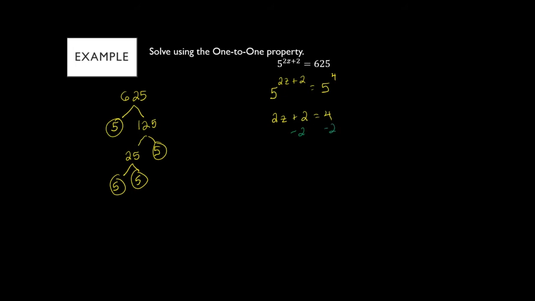So I just need to subtract 2 from both sides. That gives us 2z equals 2. And then I just need to divide both sides by 2. And then I get z equals 1. It is a funny looking z. There we go, that looks a little better.